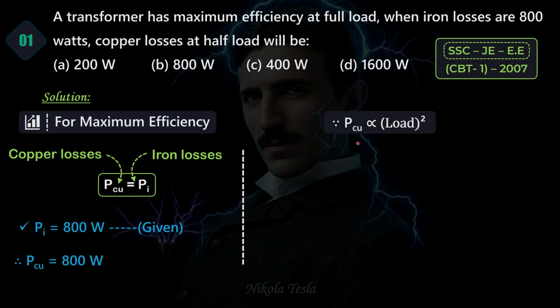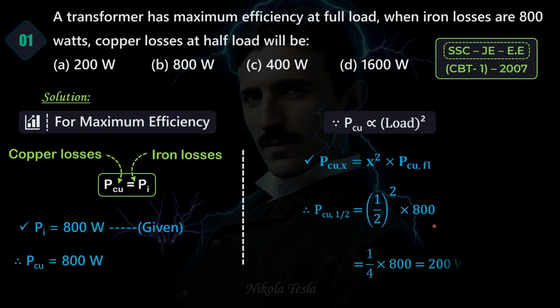Since copper loss is directly proportional to square of load, now let us consider X is the fraction of load. Now copper loss at that fraction of load is equal to square of the load fraction multiplied by copper loss at full load. The value of X is half given in the question, therefore copper loss at half load is equal to 1 by 2 whole square multiplied by copper loss at full load, which is 800 watt, which is equal to 800 divided by 4 gives us 200 watt. So the correct choice is option A.